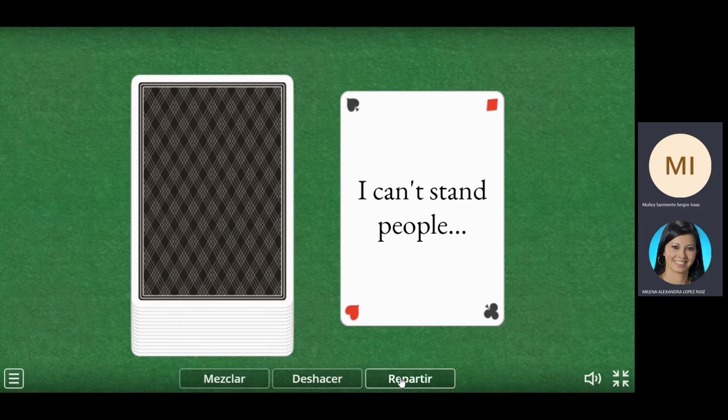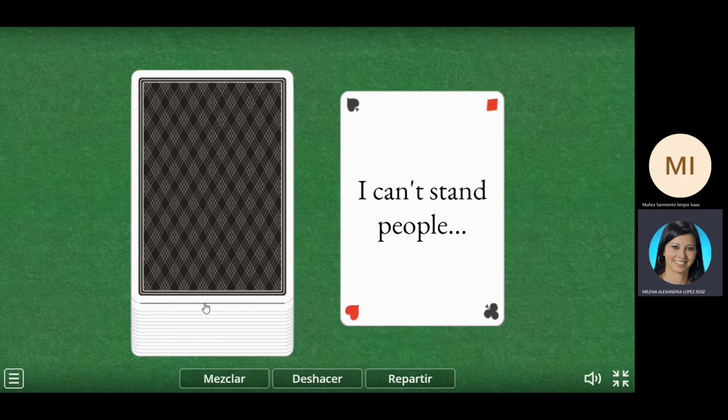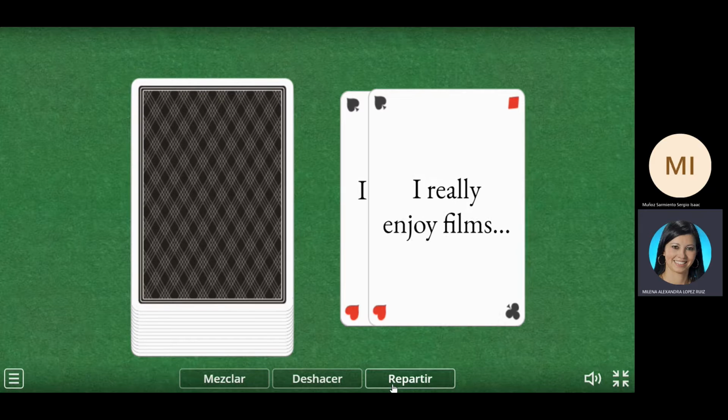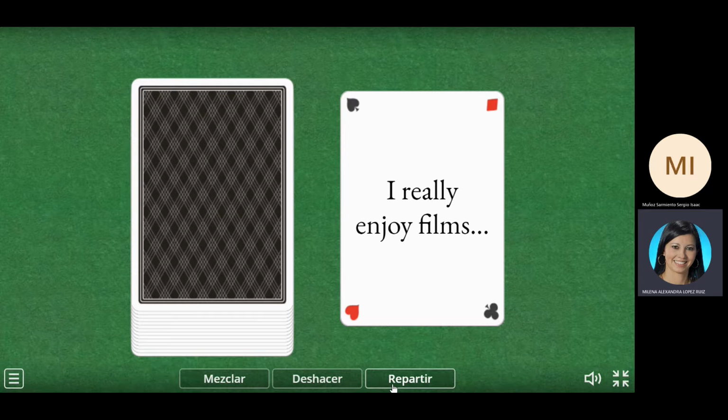I can't stand people who throw, how do you say basura? Trash or garbage, whatever. I can't stand people who throw the garbage right away on the streets. Oh, yes, I can't stand those people. Yes, that's true. That's why our city is so awful. Okay, next one.